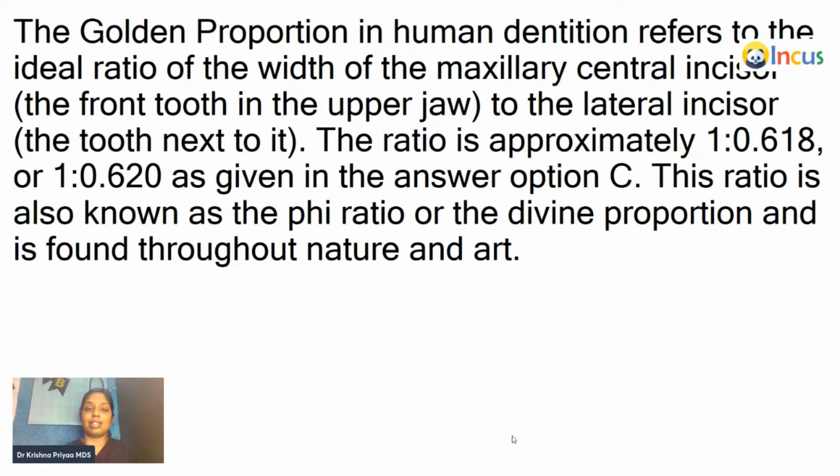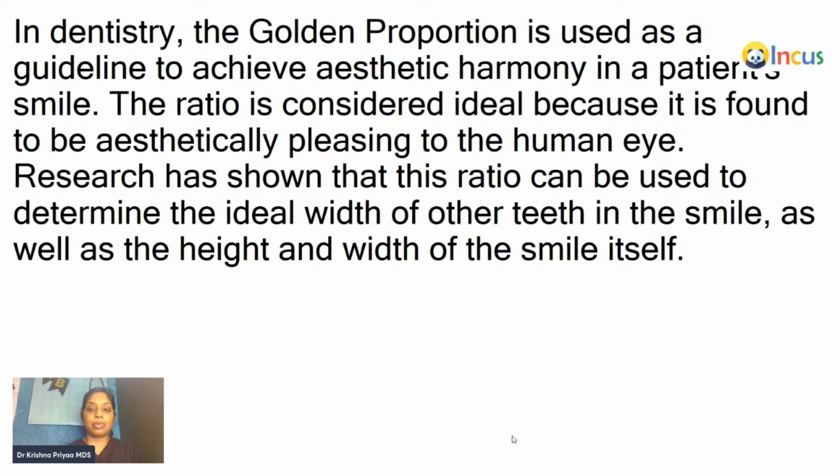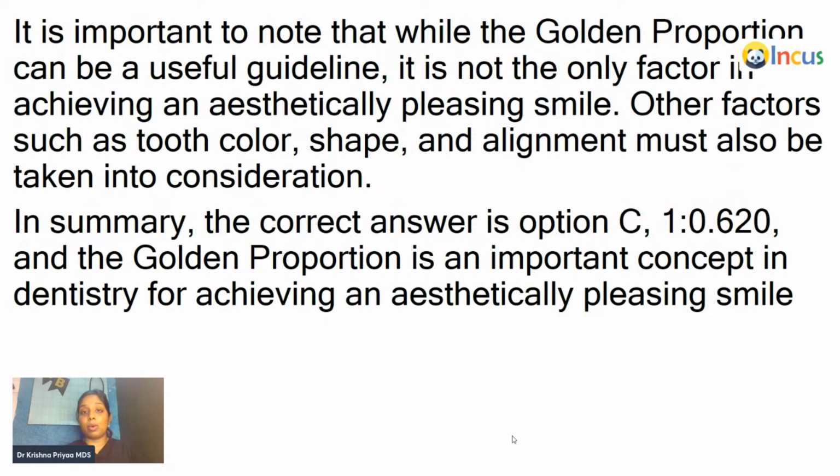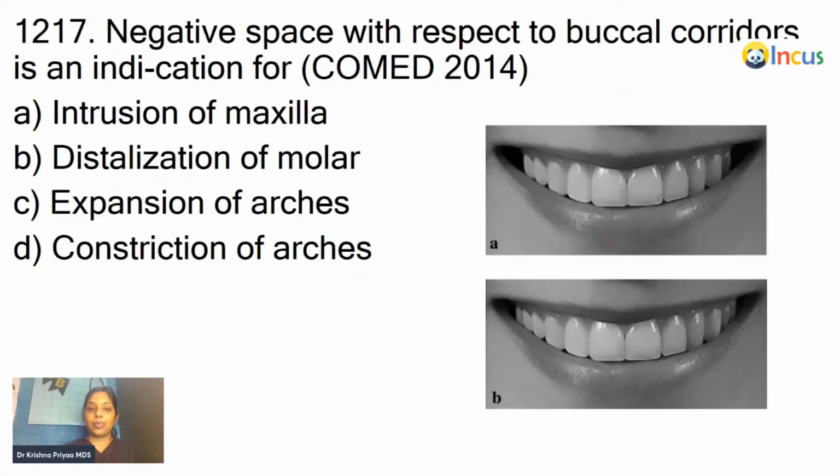It is found throughout nature and art, just as I explained previously. So, with the help of this golden proportion, we can design smiles and make them appear in such a way that they are proportionate to the adjacent tooth in the ratio 1 is to 0.620. It includes almost other factors as well, like tooth color, shape, and alignment. So, in addition to it, when the golden proportion is incorporated in smile designing, then the result would be fabulous.